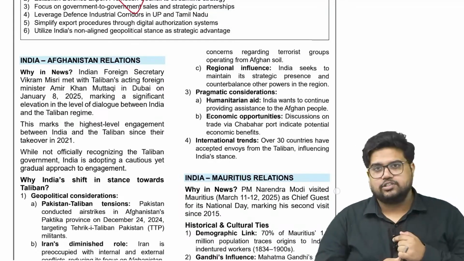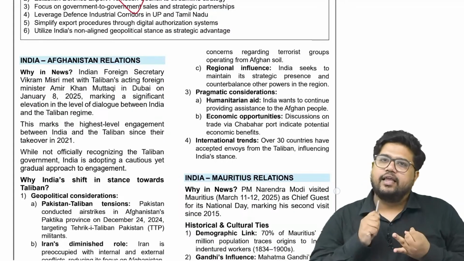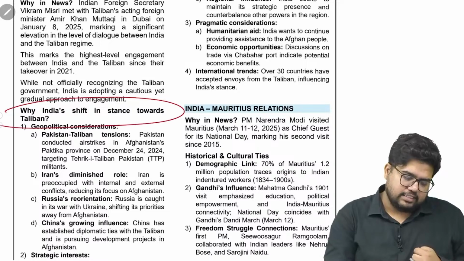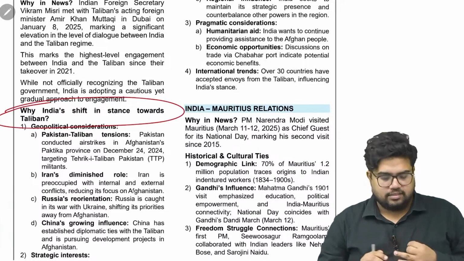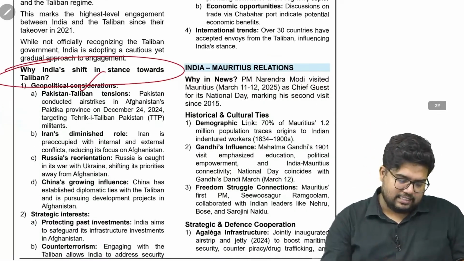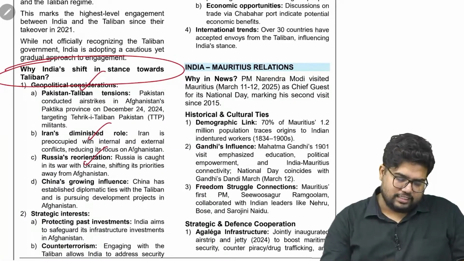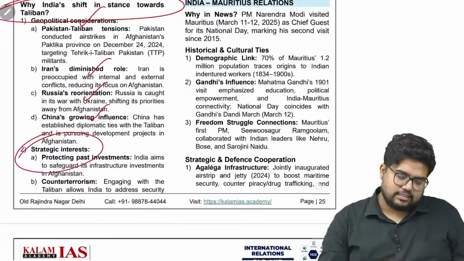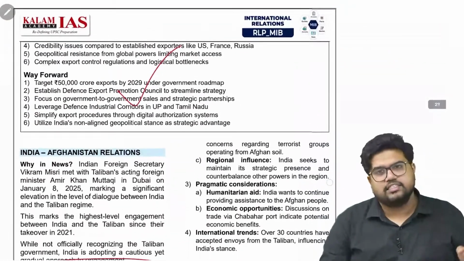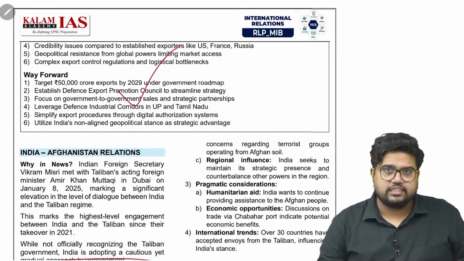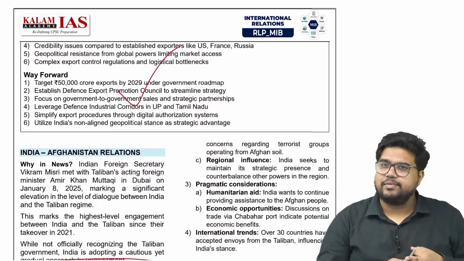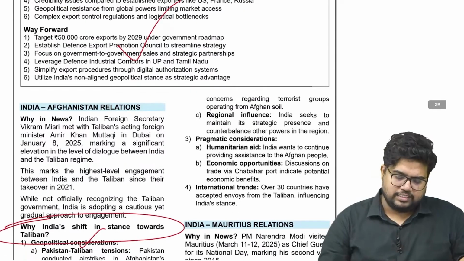What is the current status of India-Afghanistan relations, and why is there a shift in India's stance towards the Taliban? Geopolitical reasons, Iran's role, Russian orientation, Chinese growing influence, strategic interest in the region. India has already invested billions of dollars in Afghanistan in the form of dams, roads, infrastructure, parliament. So why should we step back?